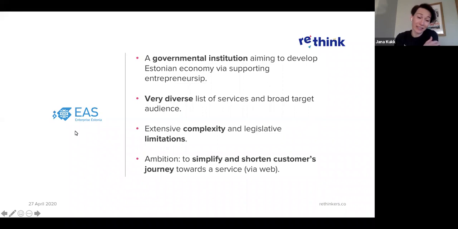So Enterprise Estonia is a governmental institution that basically aims to develop Estonian businesses and give them a boost, not just locally, but also bring them to the world. So all those big success cases that you might have heard of are usually somehow backed by Enterprise Estonia.